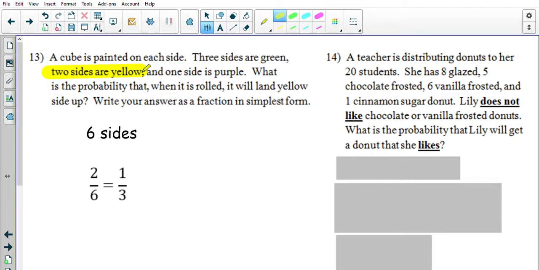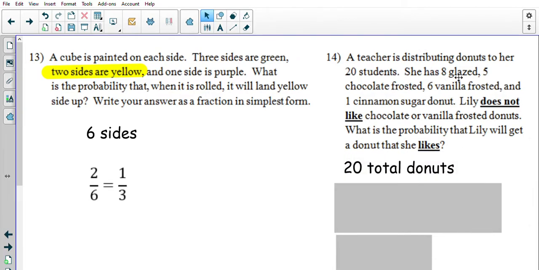But definitely a good question for us because it gets to a more real life situation. First of all, we need to figure out how many total donuts we have. We do have 20 students. We want to make sure we actually have 20 donuts. So we add these up. We've got 8, 5, 6, and 1. That's going to total to 20 total donuts.